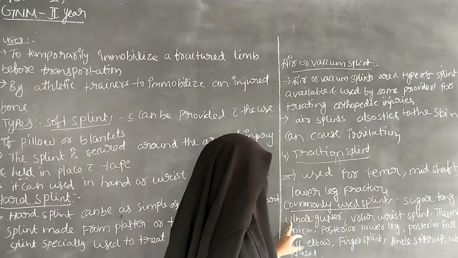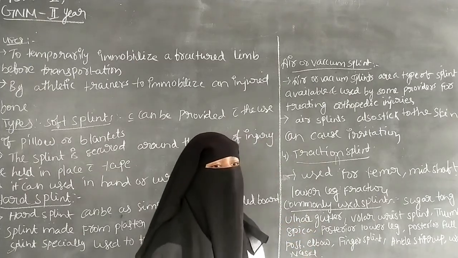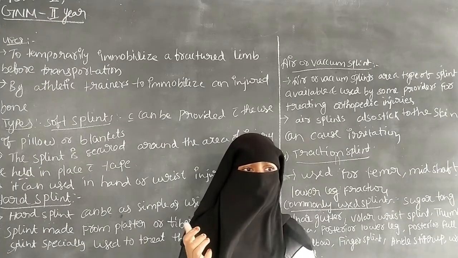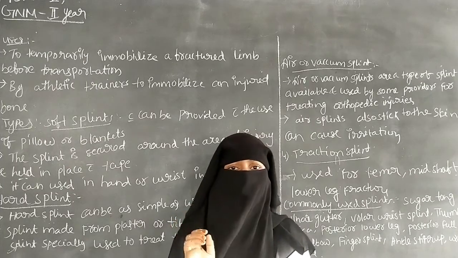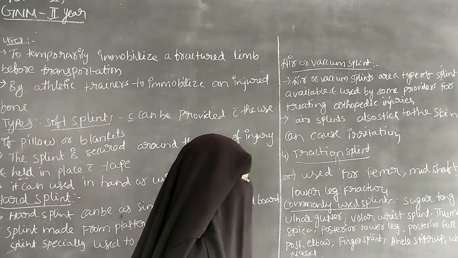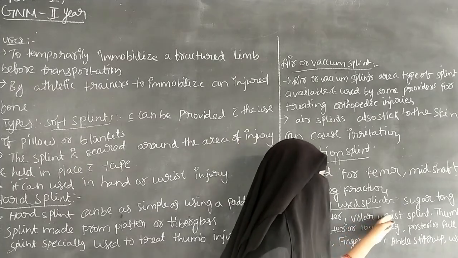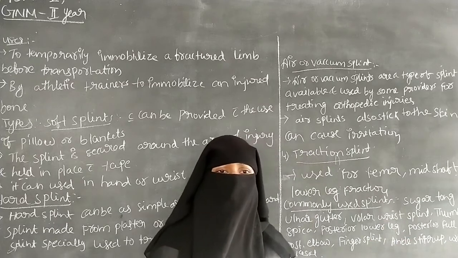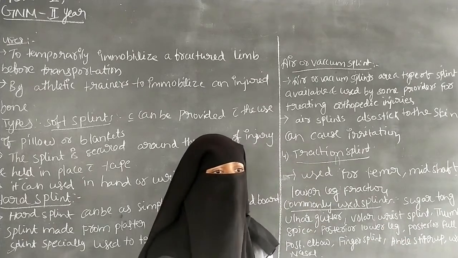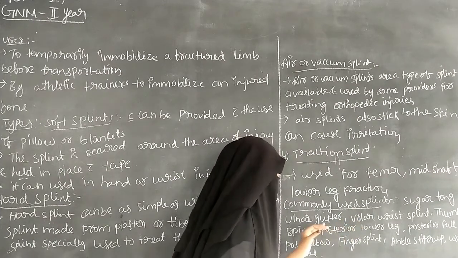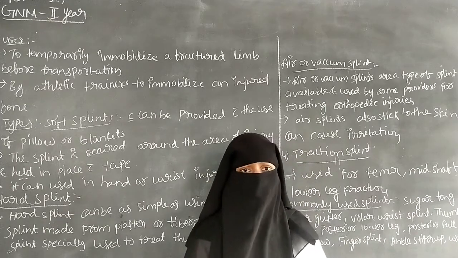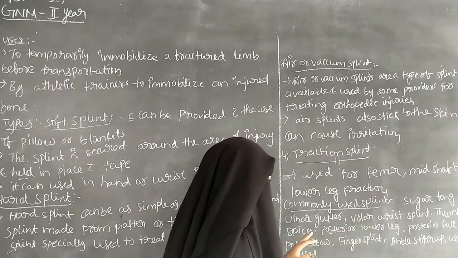And next one is the ulnar gutter. The ulnar gutter splint can be used in any thumb fracture, wrist fracture, or forearm fracture. And the next one is the volar wrist splint, which can be used if the injury has occurred in the wrist. And the next one is the thumb spica. If the injury has occurred in the thumb, we can use the thumb spica.